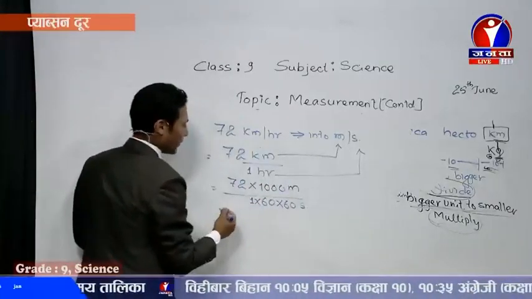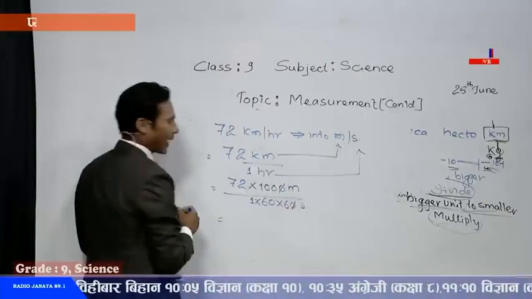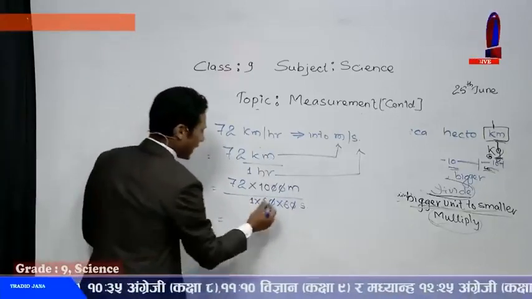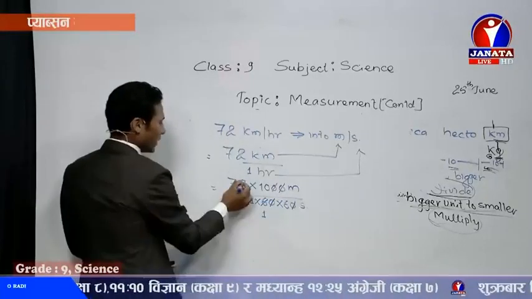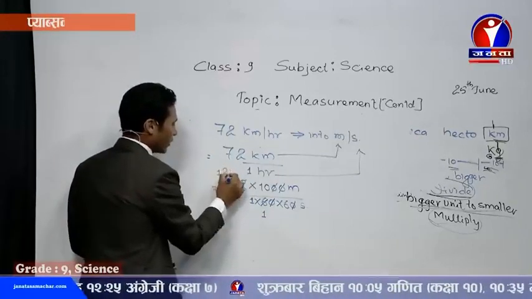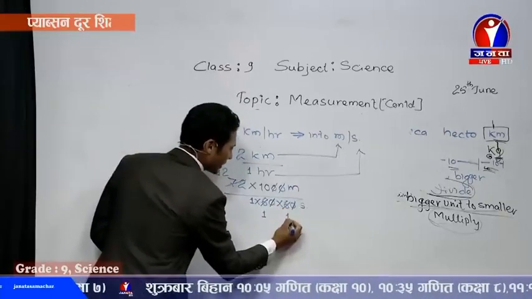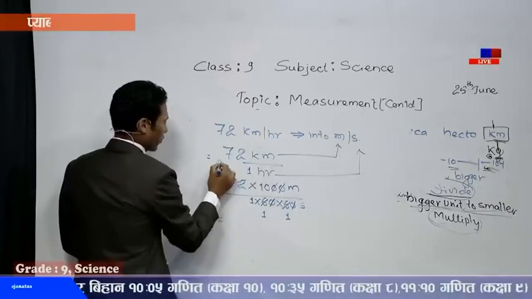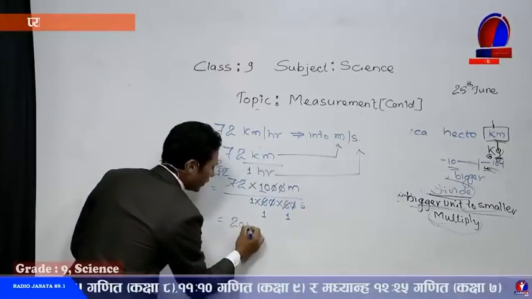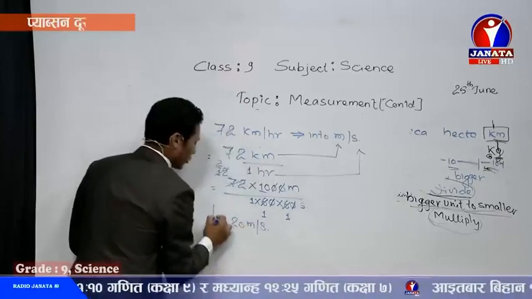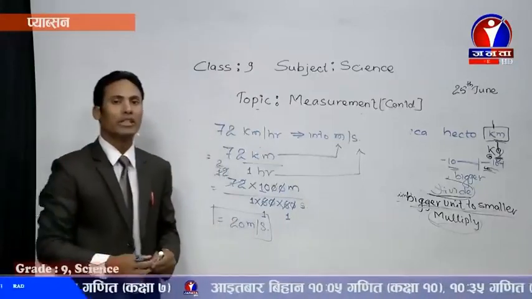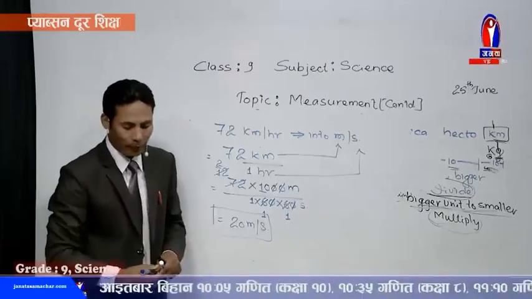Now let's simplify this. This 0 and 0 we can cancel, and this 0 and this 0 also we can cancel, right? And 6, 1, 6, 6, 1, the remaining is 1. 6 2s are 12. And similarly this 6, 1, 6, and this one is 2. That is equivalent to 2 into 10, that is 20 meter per second. So in this way, we can convert from kilometer per hour into meter per second. That is the method for conversion.